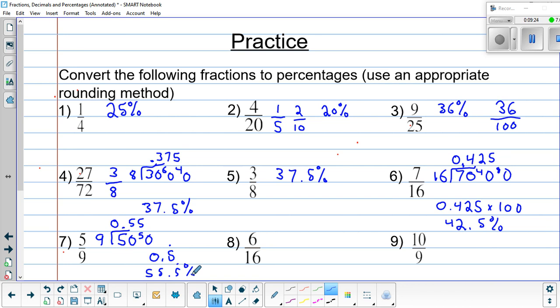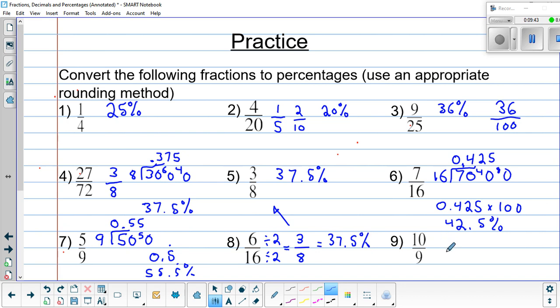6 over 16. Well, I see that I can simplify this a bit first, so let's do that. See what we get. So we get 3 over 8. Oh, lucky. We've already done that. So 37.5%.